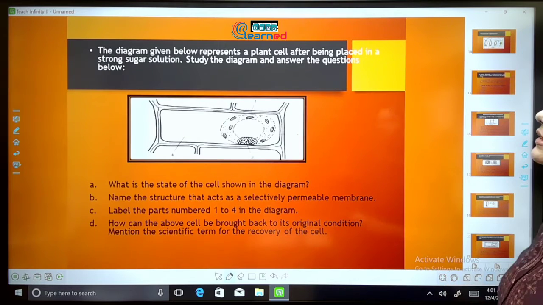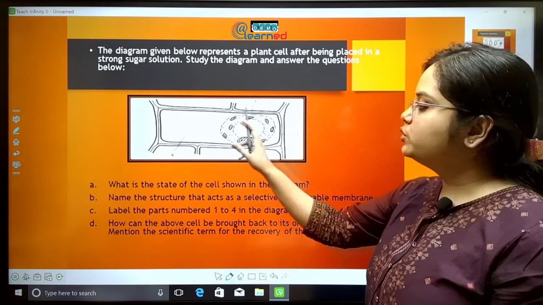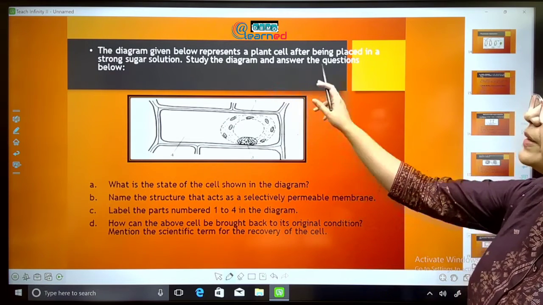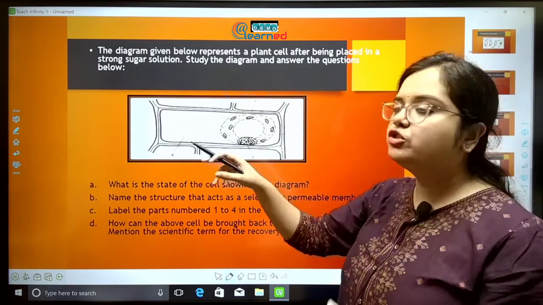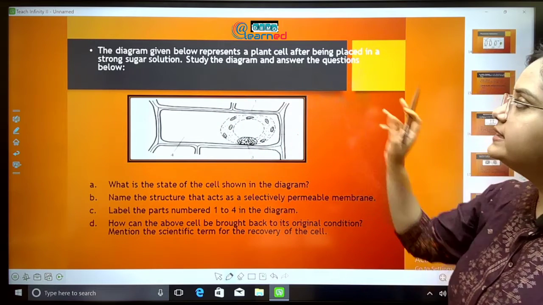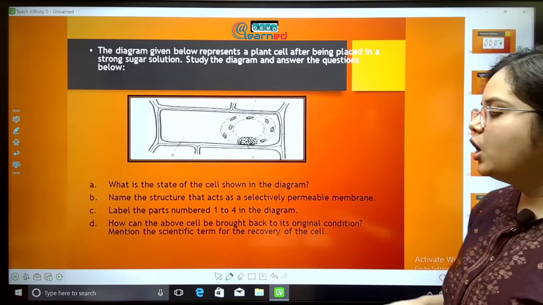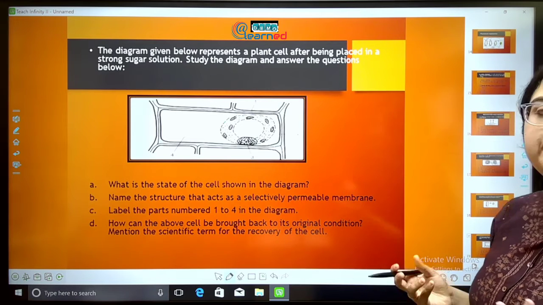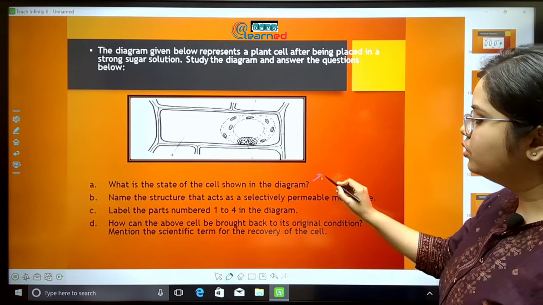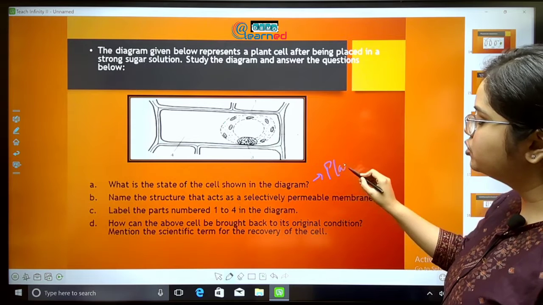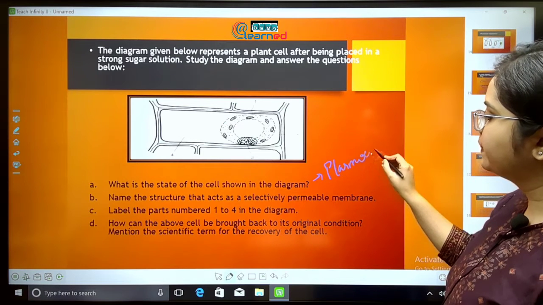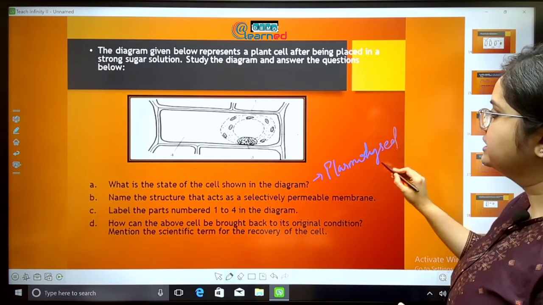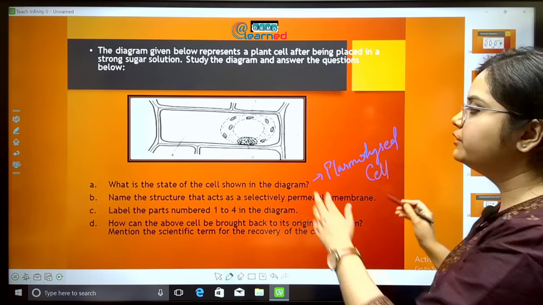Okay, next one, this is also a diagram, a diagram of plasmolysis. The diagram below represents a plant cell being placed in a strong sugar solution. You have to study the diagram and answer the question. What is the state of the cell shown in this diagram? A plasmolyzed cell. So I can write it down as a plasmolyzed cell. Very clear from the diagram itself.